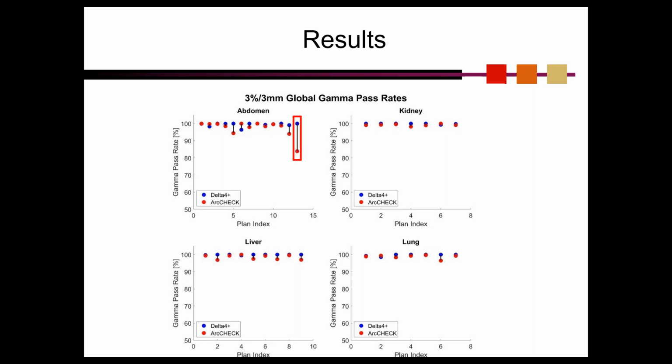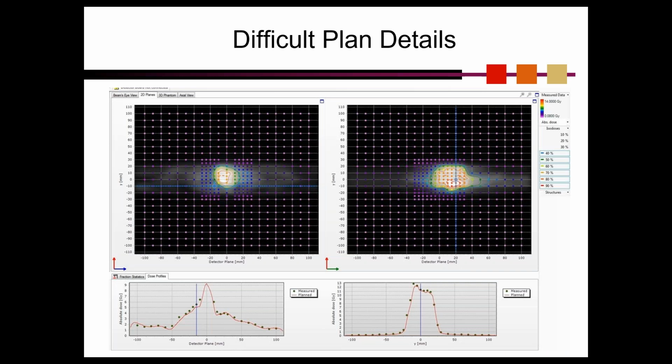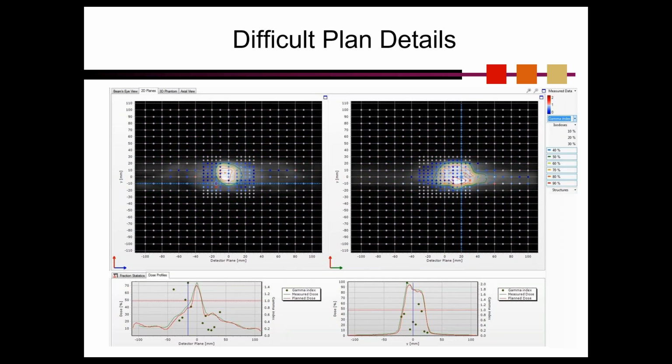If we inspect one such plan more closely, we can see that this specific plan, shown here in the Delta4 software, involved a small target with a nominal diameter of about 3 centimeters and a volume between 7 and 9 cubic centimeters. Putting on the gamma pass rate view, we can see that the Delta4 measured and planned doses agreed well with each other for this specific difficult plan, whereas our ArcCHECK measured results indicated a larger discrepancy between the planned and measured doses.